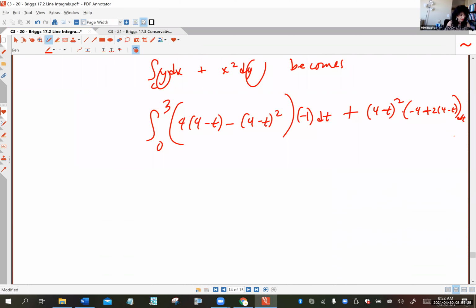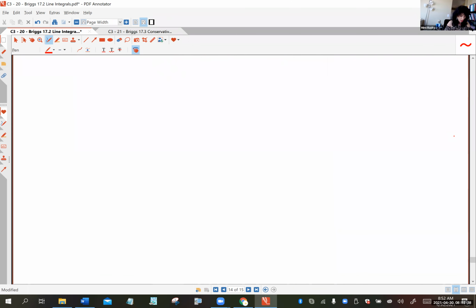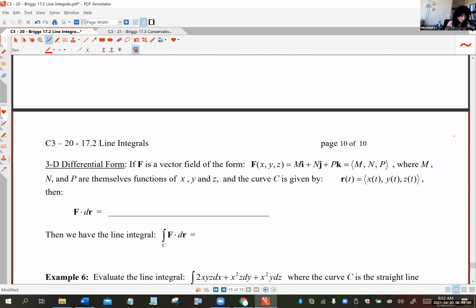Okay. Let's do one more. Let's do a 3D differential form.